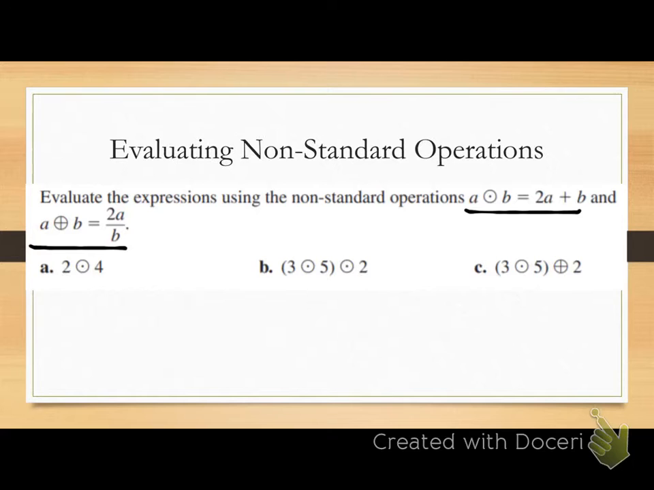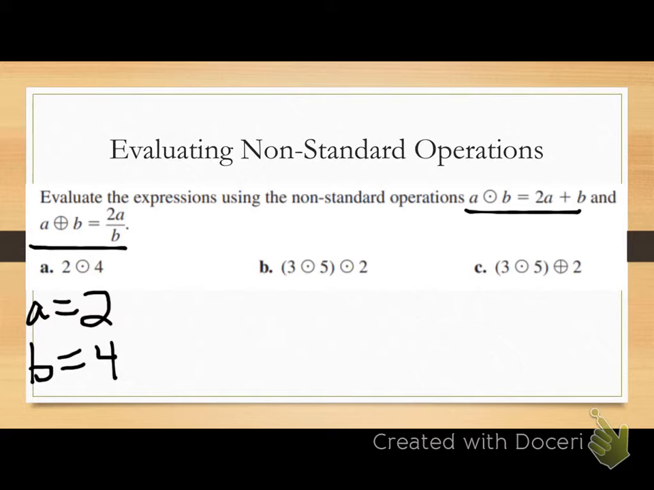Well, what number is in the same position as a in my problem? 2. So a equals 2. What number is in the same position as my b value? 4. Everyone see that? So a equals 2, b equals 4. At this point now, it's just like what we did yesterday. We've got 2 variables equaling something. I've got 2 variables in my problem.